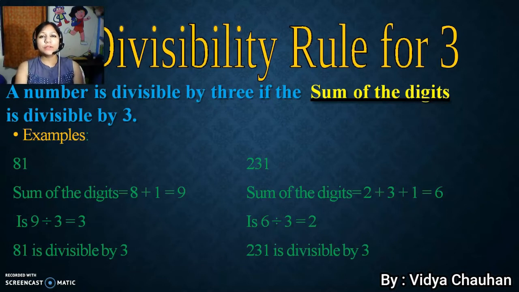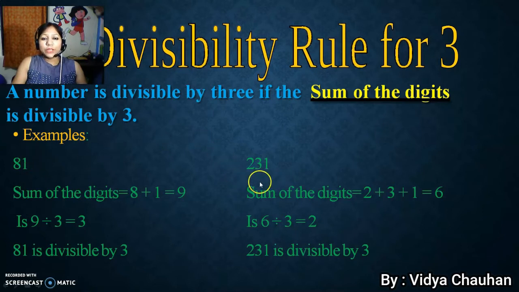For example, the first number I have taken here is 81, and if I add the digits, the sum of the digits is 8 plus 1, that means 9. Then I have to check whether 9 is divisible by 3 or not. The answer is yes, 9 is divisible by 3. That means the given number 81 is also divisible by 3.